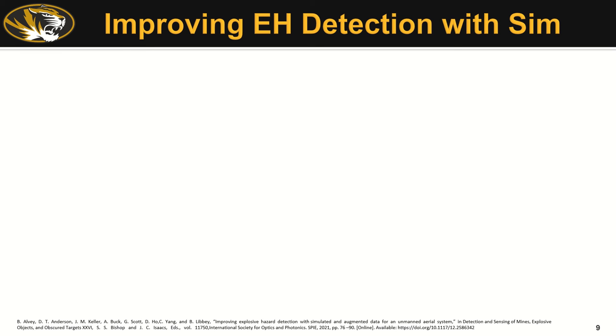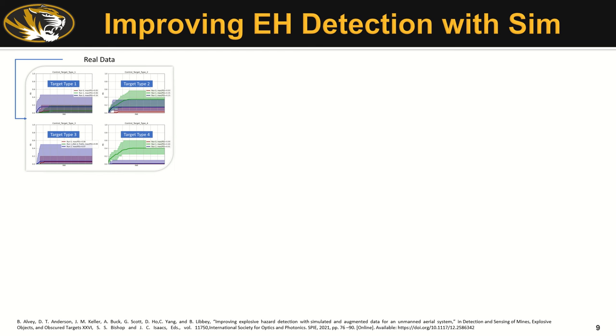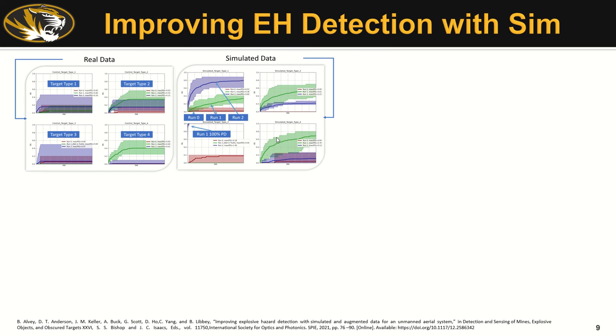So for our experimental results, the first thing we did is we trained a model on a limited explosive hazard data set. We had 4 different target types and 3 different runs. We also tried training a model only on simulated explosive hazard data, and we can already see a pretty big improvement over this limited real data set alone.